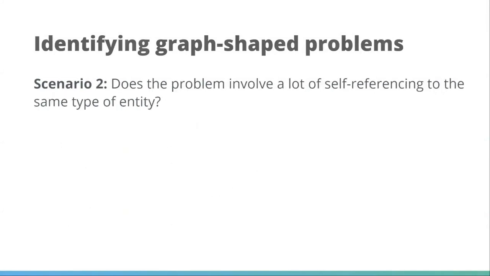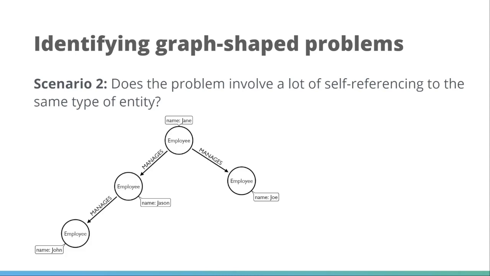So let's move on to the next scenario, and that is, does the problem involve a lot of self-referencing to the same type of entity? That's a bit of a mouthful, so I'm going to bring up a diagram example here. What I mean by this is, yes, we're using the same entity. And I mentioned before how, if we're just using the same entity and the data associated with it, it's not necessarily a graph-shaped problem. This definitely is.